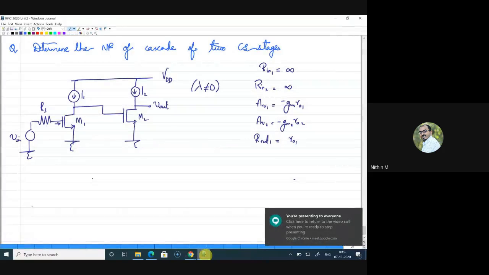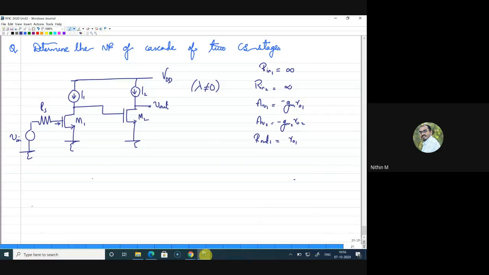All right, so you got answers. Okay, Akshay, I am seeing your question now. How is it infinity? Rin2. It's at the gate of M2, right? Yes, the gate of M2. Then it will be infinite parallel to ro1, right? No, I am looking into the gate of M2, right? I am writing what Rin2 is. Okay. The output impedance we already considered here. Rout1 is already here. Yes, Rout1 is here. But Rin2 is infinity, right? Yes, sir.